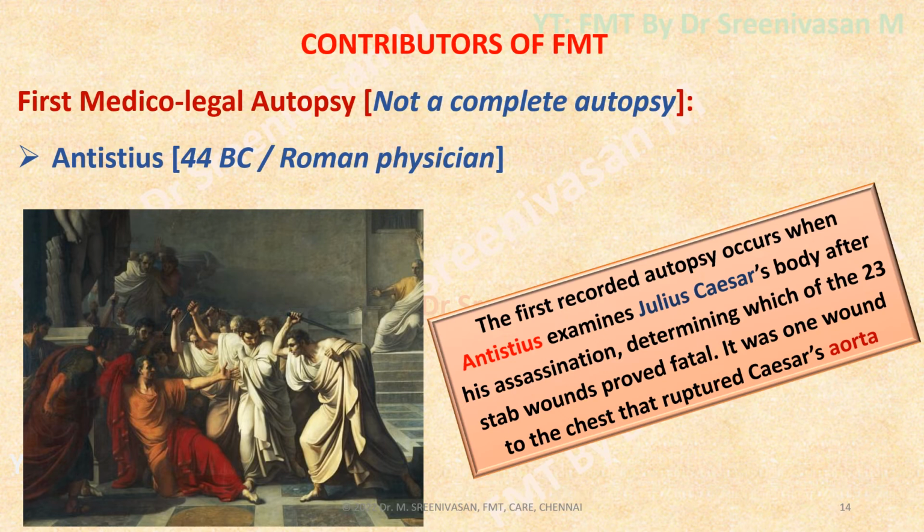And he found that one stab wound which entered and ruptured the aorta was the most fatal wound of all the stab wounds he sustained. That was the finding that Antistius established. But what Antistius performed is not a complete autopsy. The entire body was not explored. He only examined the trajectory of various stab wounds, their directions, where they terminated, etc. A complete whole body autopsy was not conducted.